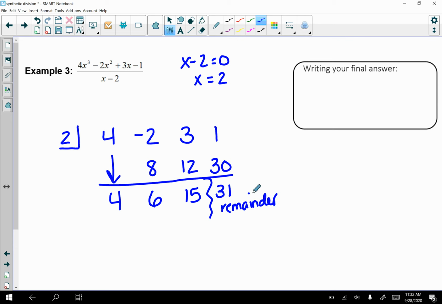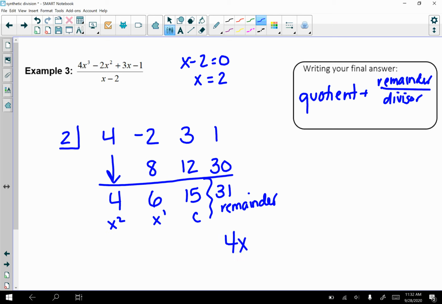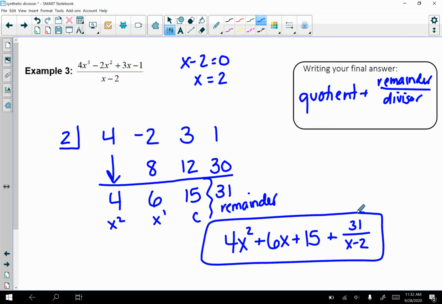So now this is the first time we're seeing a remainder when we're dividing. So when you're writing your final answer, you're going to put your quotient plus your remainder over your divisor. So remember, this is my constant, x to the first, x to the second. So my quotient is 4x squared plus 6x plus 15 plus, now I have my remainder of 31 over my divisor of x minus 2. And that's our final answer.